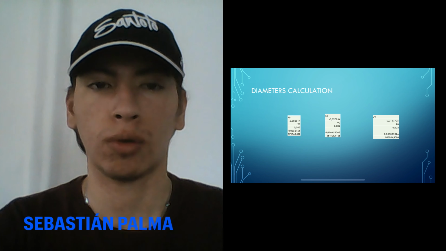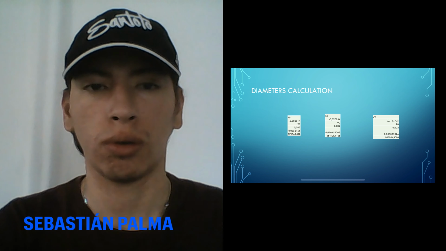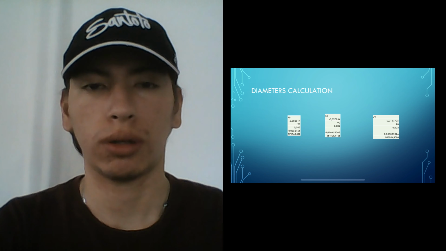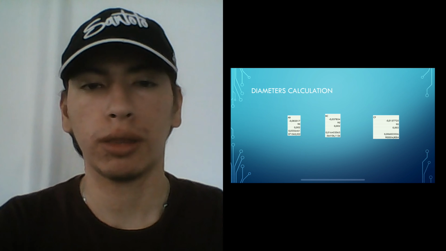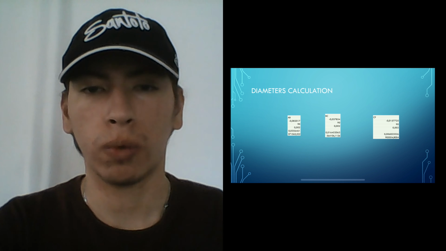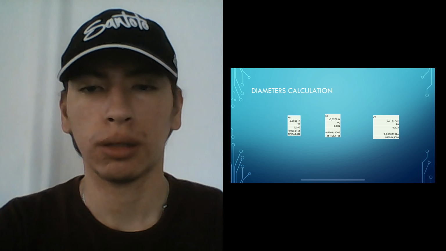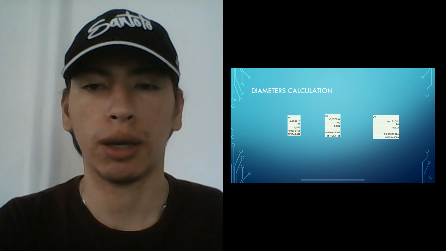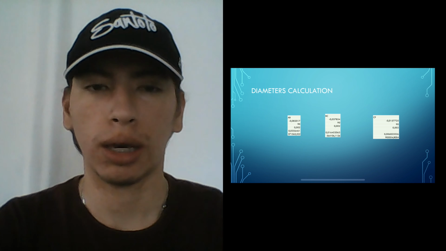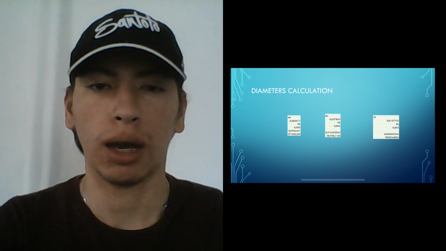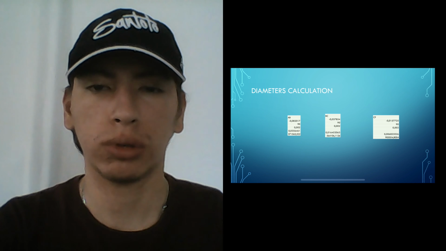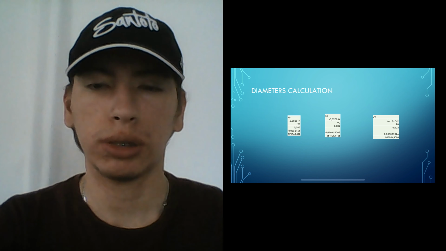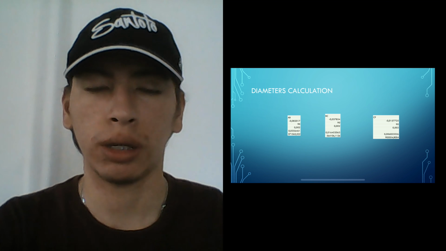Now my other classmate Sebastian Palma is going to explain this part. Okay, so we have the diameter calculation. After performing the iterations, we will have the necessary data to calculate the diameters using the Hazen-Williams formula, and we took into account that the roughness coefficient of commercial steel is 9.